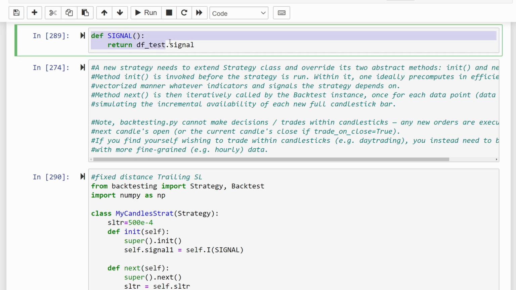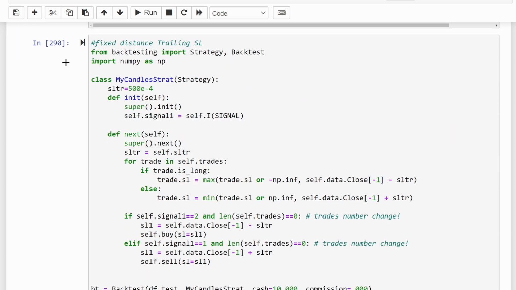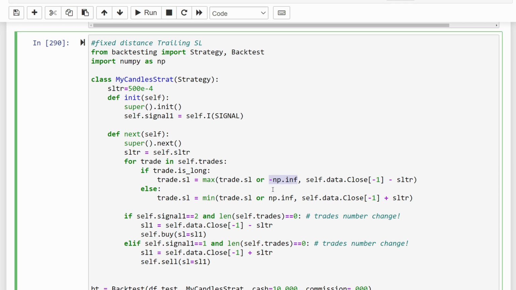So we need to define a function called signal that would simply return the signal column of the data frame. This is needed for my strategy class. Then we start our backtesting. So from backtesting, I'm going to import Strategy. It's a class from the backtesting package, and the Backtest class also. I'm going to import NumPy because we are going to use it here. We need some numerical features from the NumPy package.